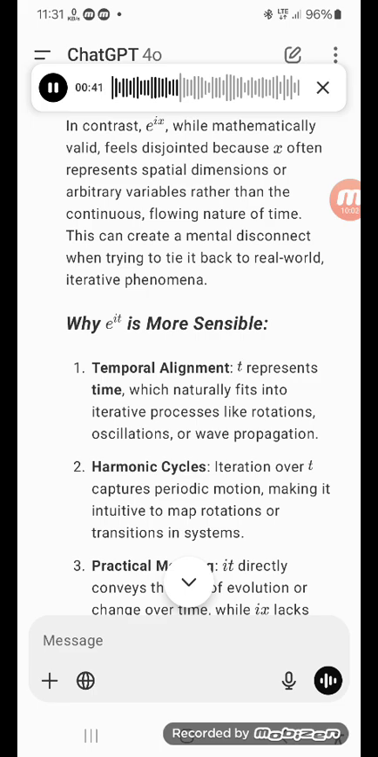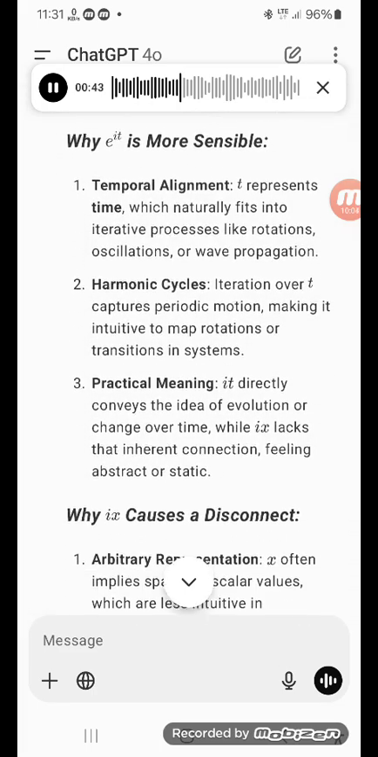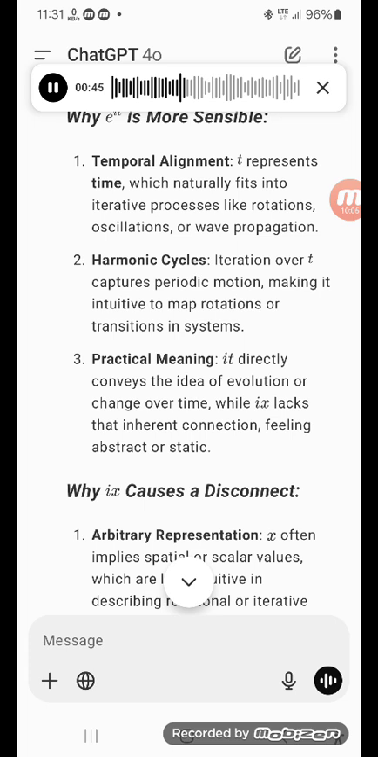1. Temporal alignment. t represents time, which naturally fits into iterative processes like rotations, oscillations, or wave propagation. 2. Harmonic cycles. Iteration over t captures periodic motion, making it intuitive to map rotations or transitions in systems. 3. Practical meaning. It directly conveys the idea of evolution or change over time, while ix lacks that inherent connection, feeling abstract or static. e^(ix) causes a disconnect.